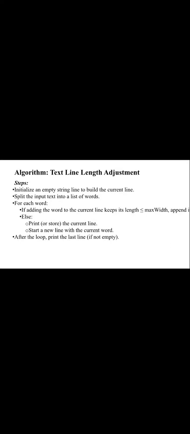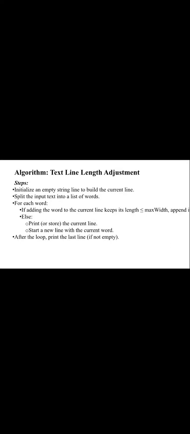So what you have to do, first you have to initialize the first line, and after initializing the first line, you have to make sure that you split the input text into different lines. So for each line, you have to make sure that the length of the string is less than or equal to the maximum width of the line. For example, if your line maximum width is 40 characters, then the length of the string should be less than or equal to 40 characters. Then you can append.